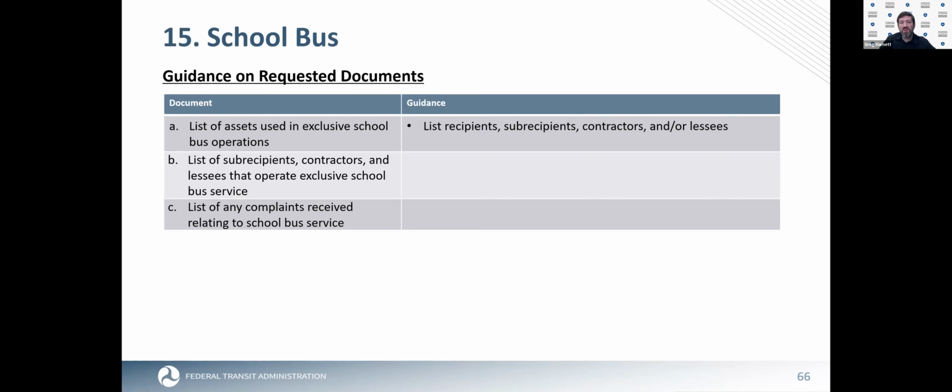So if you do operate exclusive school bus operations, either you have special permission or one of those exemptions, RAR is asking for item A here. You would want to list the recipients, the sub-recipients, the contractors, and the lessees, and their assets that are used in exclusive school bus operation. Just in the interest of time, we'll move to the last item, C here. Of course, your RAR would ask for any complaints received relating to school bus service. So with that, we'll move on to charter bus.